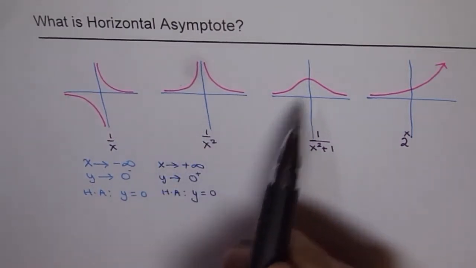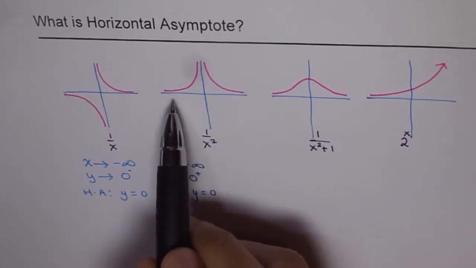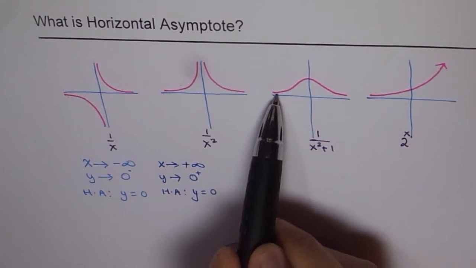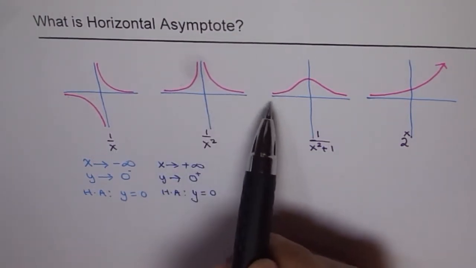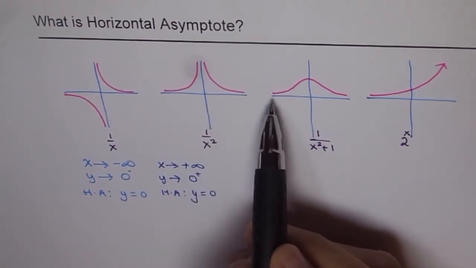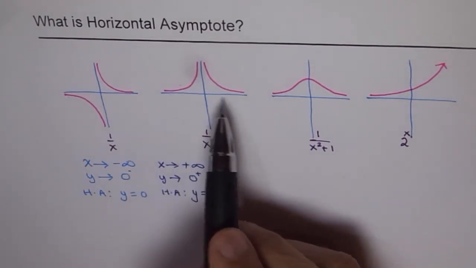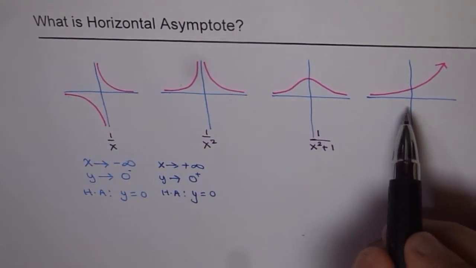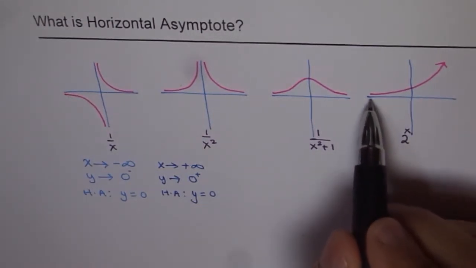In these examples, what you find is that as x approaches minus infinity, y approaches 0, but from the positive side. Do you see that? And the horizontal asymptote is y equals 0, the value the function is approaching. And here, as x approaches minus infinity, we have a horizontal asymptote, which is y equals 0.